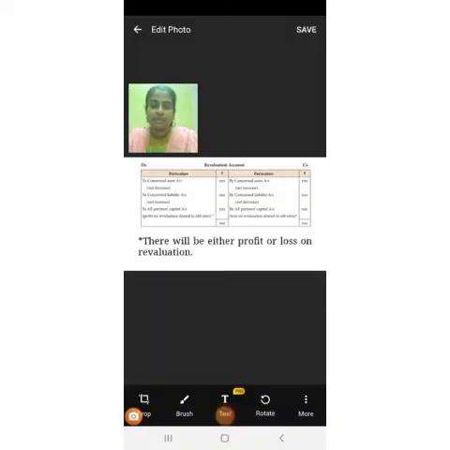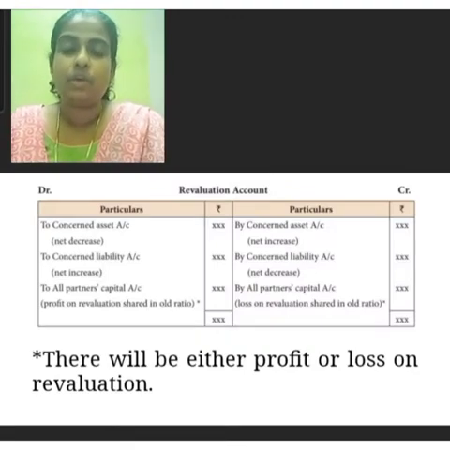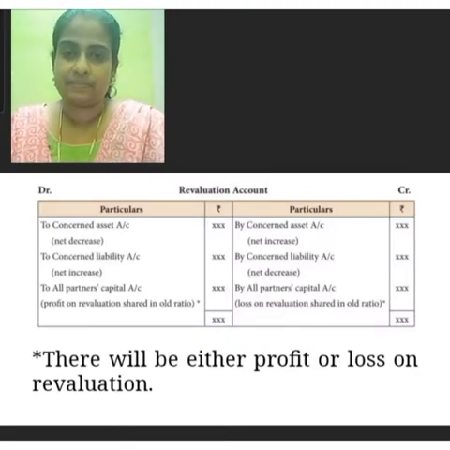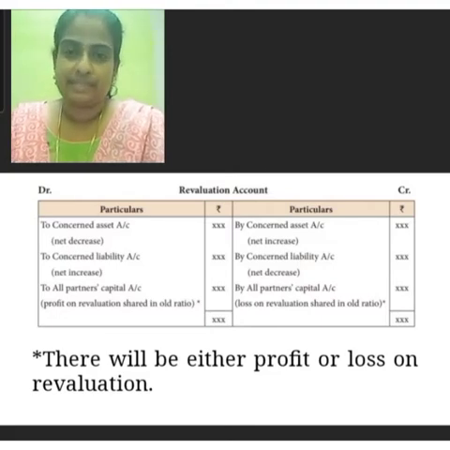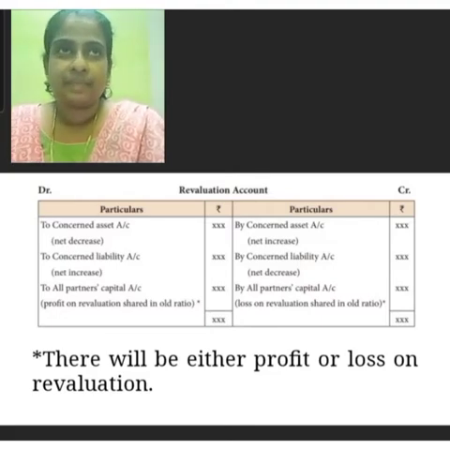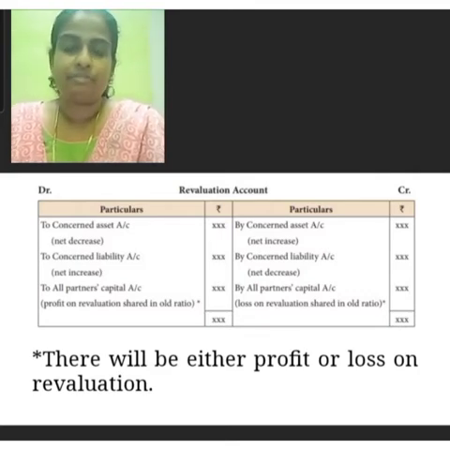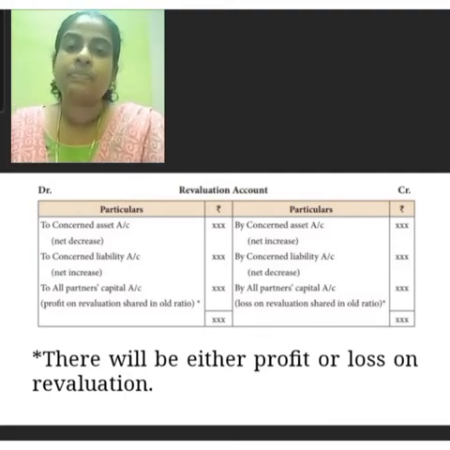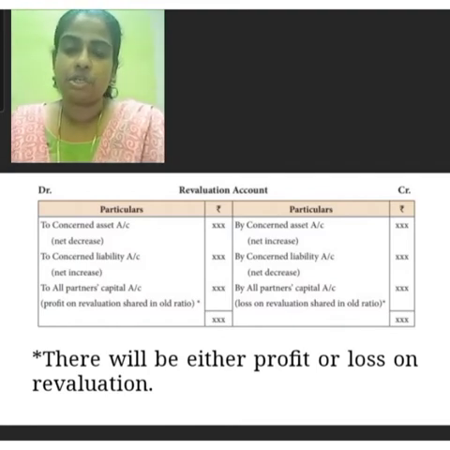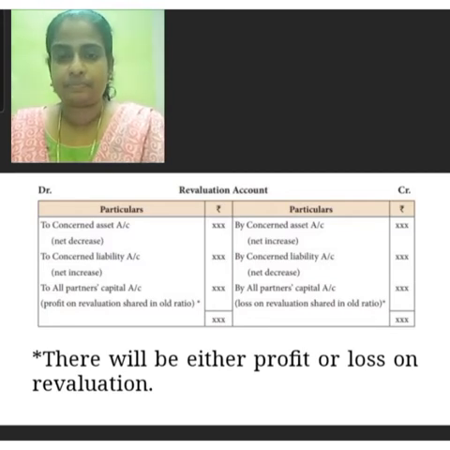Sometimes the value of the liabilities may decrease. That difference amount should be recorded on the credit side. For example, there is an amount of rupees 6 lakh in loan account. After revaluing assets and liabilities, the value of the loan account decreases to 4 lakh rupees. That means there is a decrease of 2 lakh rupees in loan account. That decrease amount should be recorded on the credit side.